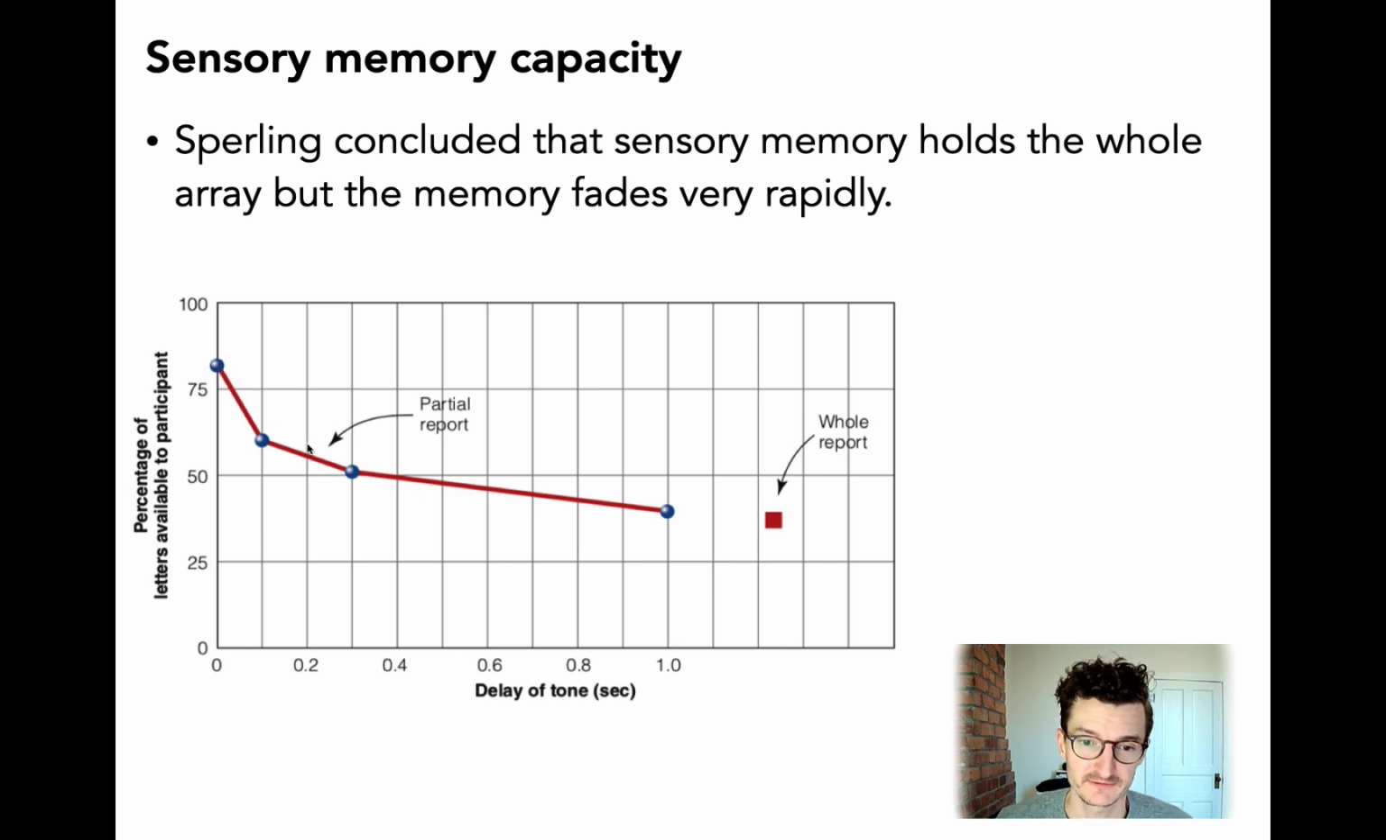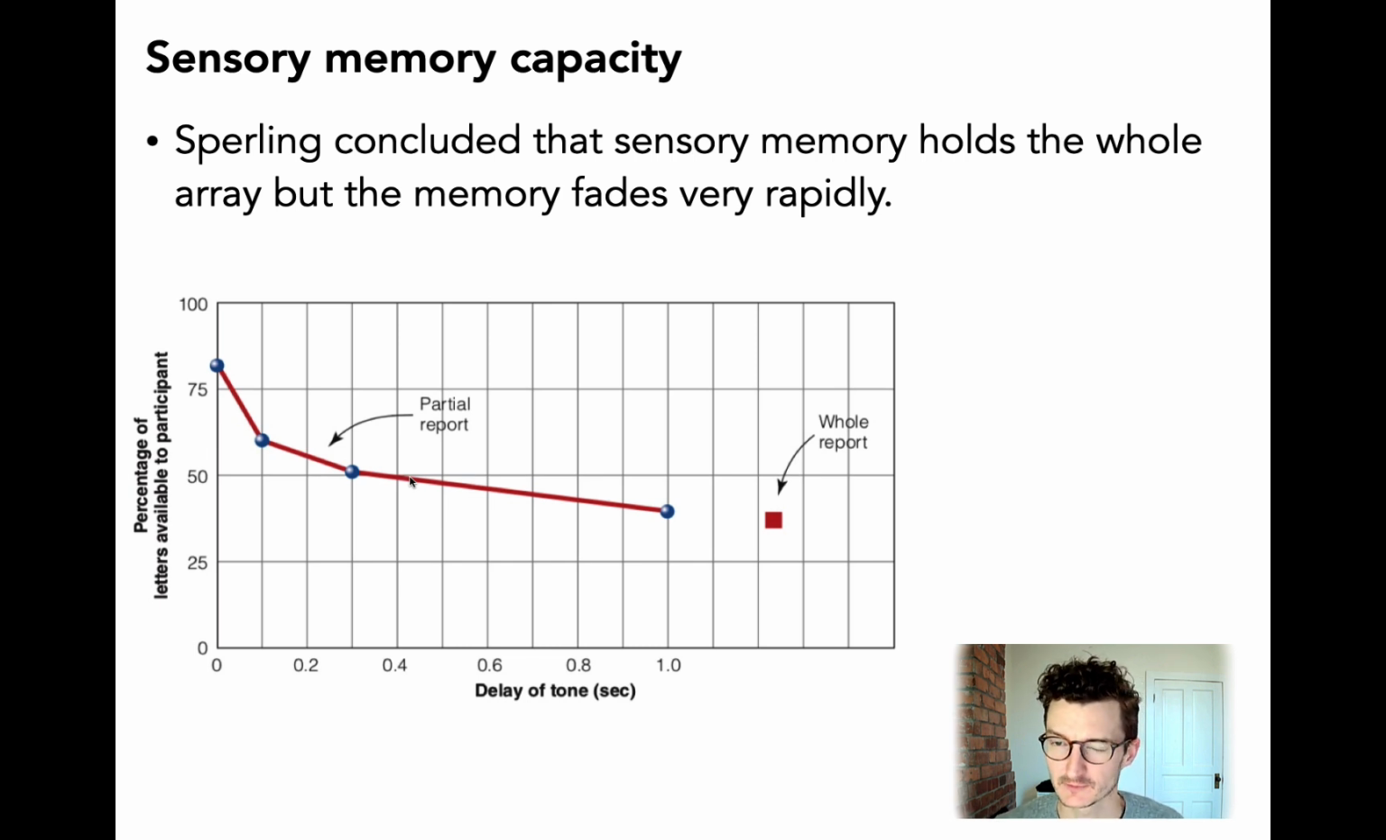Now, performance drops off as a delay is introduced between the presentation of the array and the tone, but the takeaway here is that this partial report task really does provide evidence that for a very brief amount of time, about half a second, that entire array is floating around in your visual sensory memory. And if you're cued to attend to a particular row, you can report almost that entire row. And so the limit here isn't the capacity of sensory memory, it's how long information lasts in sensory memory.